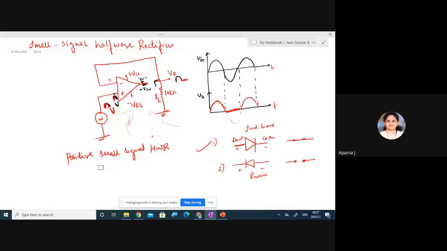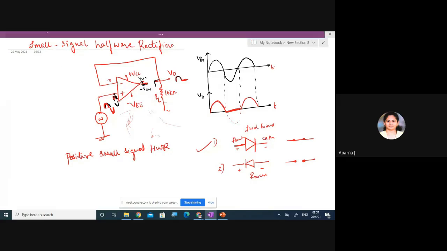Okay, so this is for positive. Why are we calling this a positive small signal half wave rectifier? Because here we have positive cycles at the output. Similarly, if you want a negative small signal half wave rectifier, in that case the output will have only negative cycles.